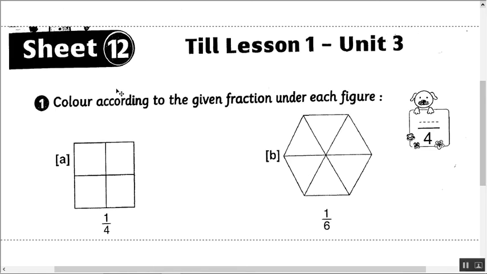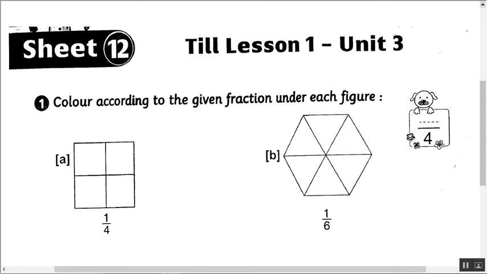Here we have sheet 12. He said color according to the given fraction under each figure. Here he talks about fractions. We said before fractions like this form: 2 over 3, 1 over 2. Here we have half, or we can say 1 over 3. Here we have a third. Here he said color according to the fraction.